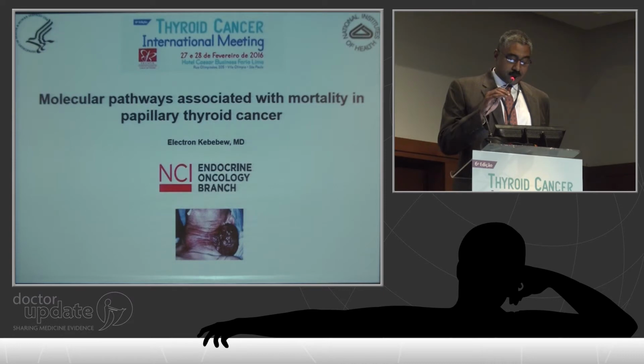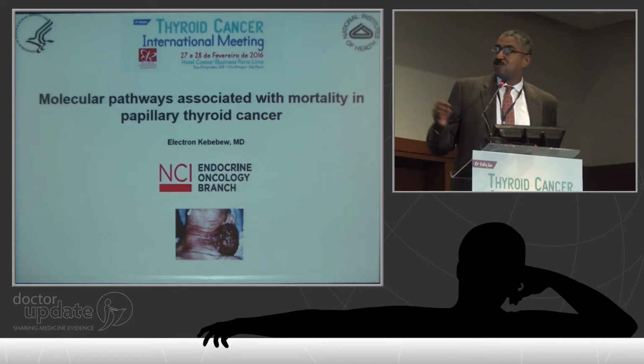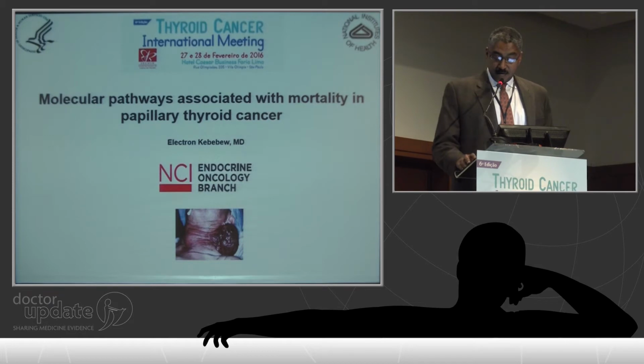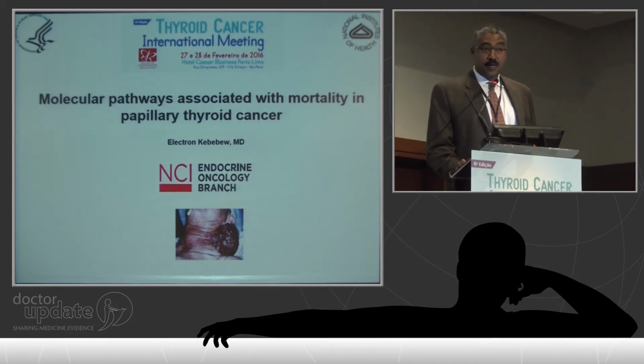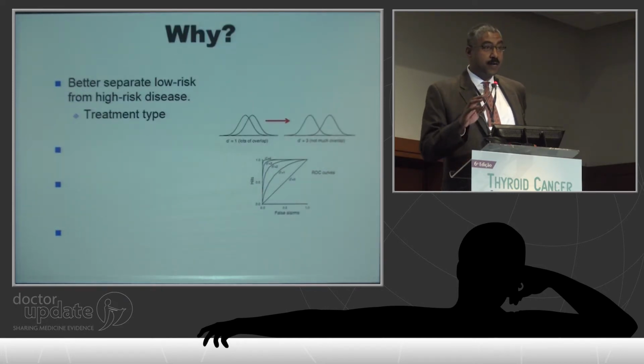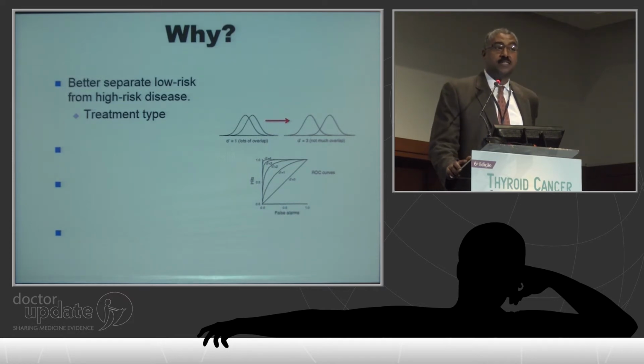So I've been asked to talk about the molecular pathways associated with mortality in papillary thyroid cancer. I have a patient that I took care of that had anaplastic thyroid cancer that progressed from a poorly differentiated thyroid cancer. Needless to say, even after a total thyroidectomy and lymph node dissection, this patient didn't survive. So clearly, we need to do a better job of understanding which patients die of their disease.